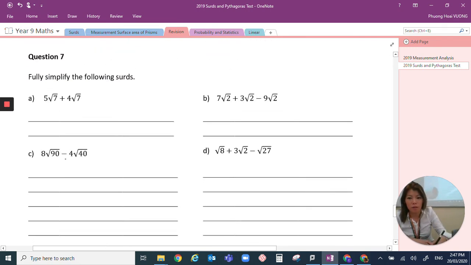Okay, fully simplify the following. We have 5 root 7s and 4 root 7s. So altogether we have 9 square root of 7. That's it. Over here we have 7 plus 3 is 10, minus 9 is just 1 square root of 2.